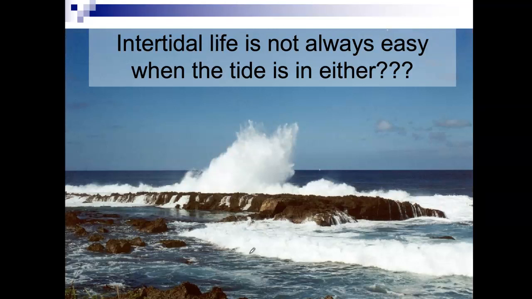So intertidal life is not always easy when the tide comes in either.